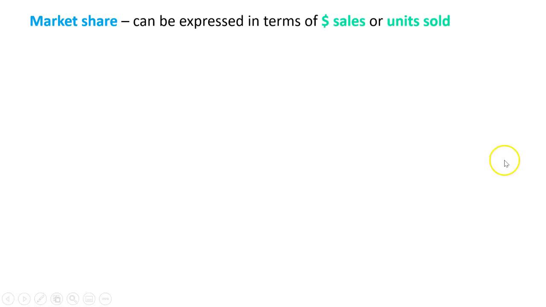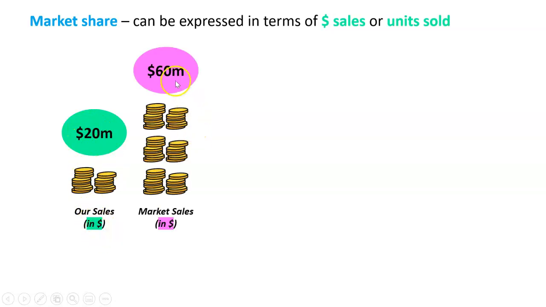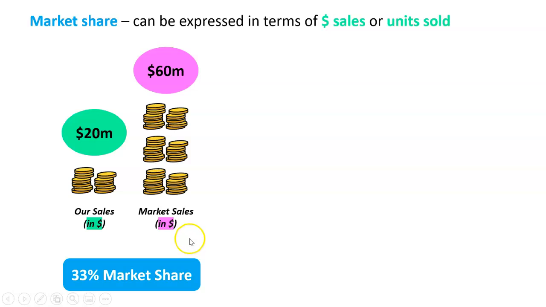Now, it can also be expressed in dollar sales or units sold. And that sounds a bit odd, but yeah, a business can actually have 2 market share figures for the one thing. What do we mean? Well, let's say sales of our product were $20 million and sales for the entire industry or market was $60 million. Well, our share of that is 33%.